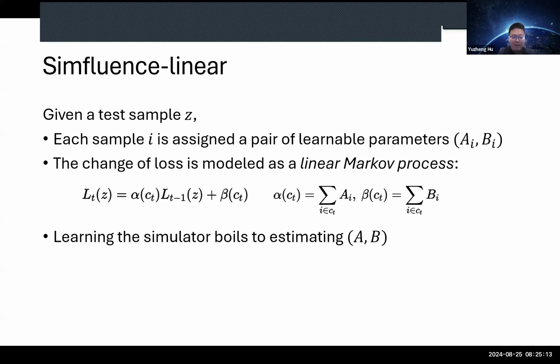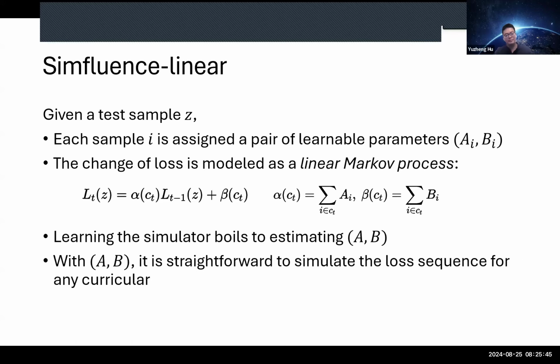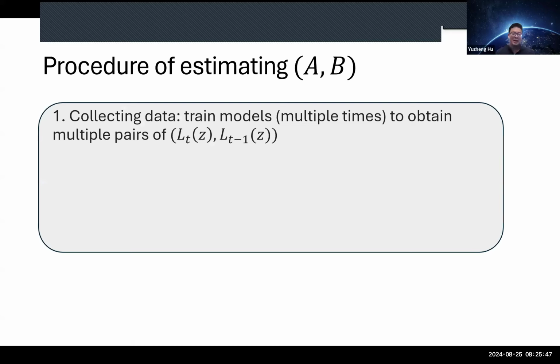Learning the simulator essentially boils down to estimating these two vectors A and B, because once we have obtained A and B, and also starting from L_0(Z), which is the initial loss of this test sample, we can just recursively apply this linear relationship and then obtain the loss sequence. So how do we actually estimate these two vectors A and B? What is the procedure?